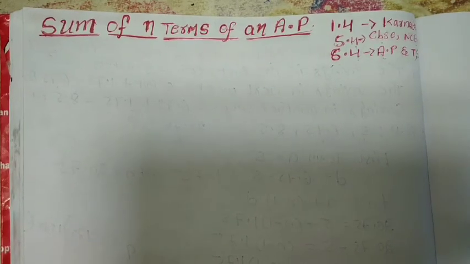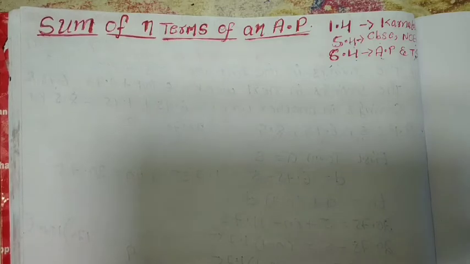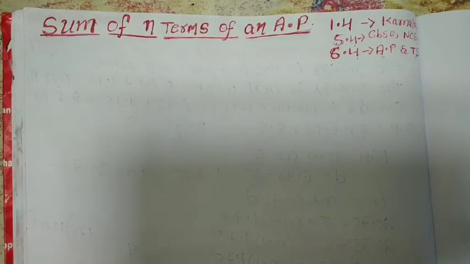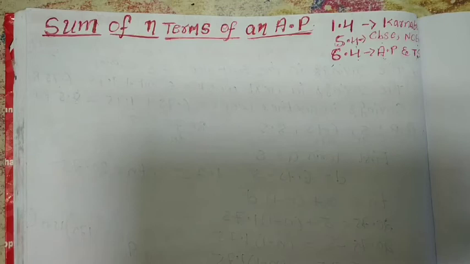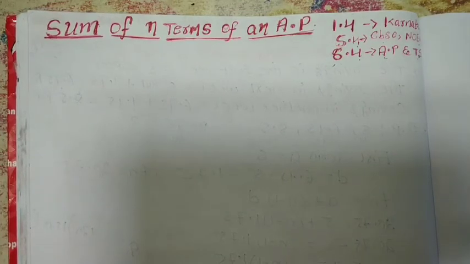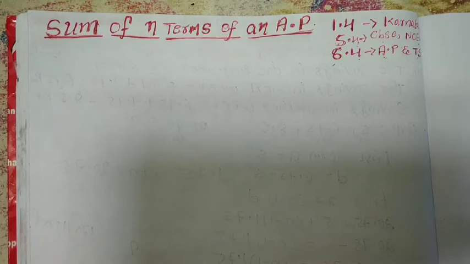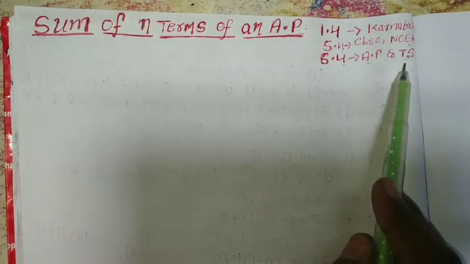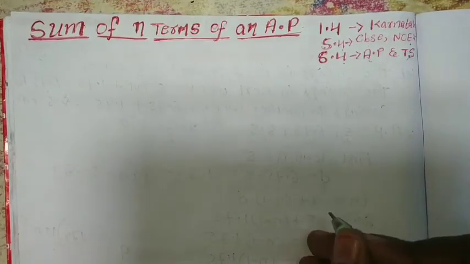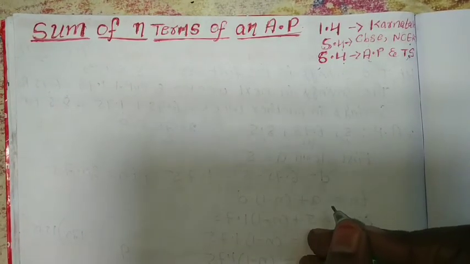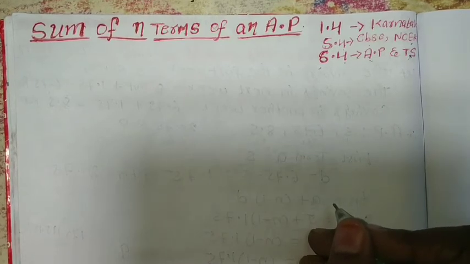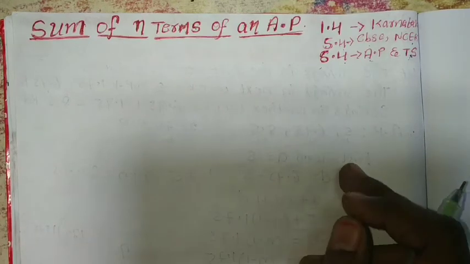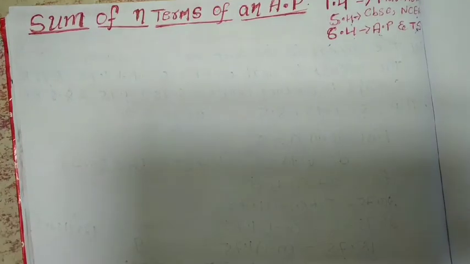So today's session is sum of n terms of an arithmetic progression. This is the last topic for CBSE and Karnataka State Board syllabus. For Karnataka State Board we have 1.4 and CBSE NCERT we have 5.4. But for Andhra Pradesh and Telangana state students we have 6.4. Next, for Karnataka and CBSE NCERT students, we have a last exercise, that is 1.3. We can complete it here a little bit. So let's start our session.